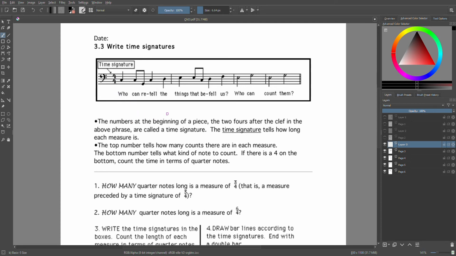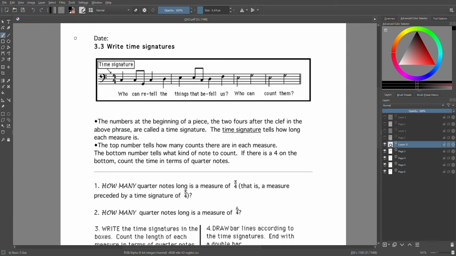So, the numbers at the beginning of a piece, the 2 4s right here after the clef, are called a time signature, which tells you how long each measure is. The top number tells you how many counts are in each measure. The bottom number tells you which type of note is going to get the count, going to get the beat.